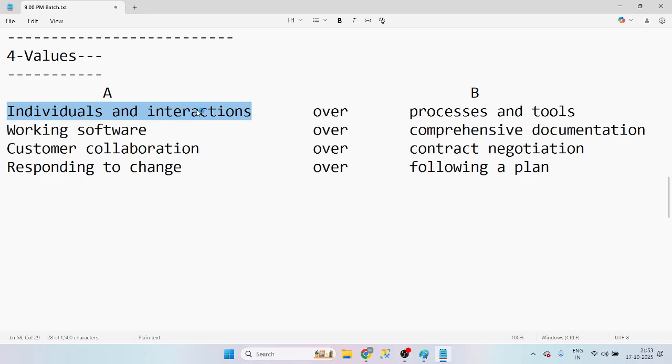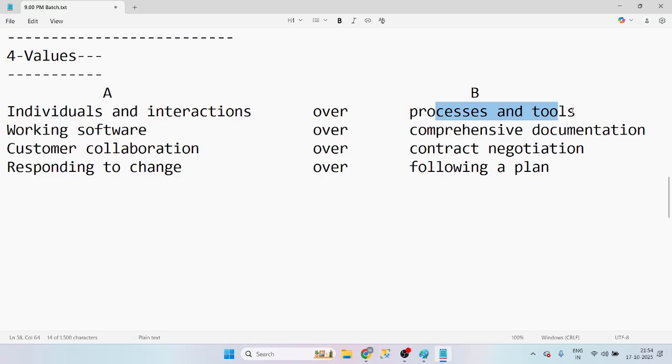The correct meaning is, we are giving more priority to the persons only. In agile methodology, we are giving more priority to the people than to process and tools.